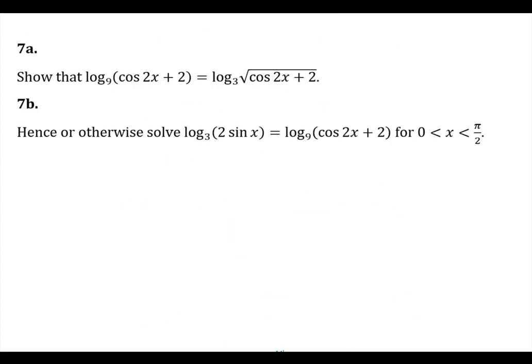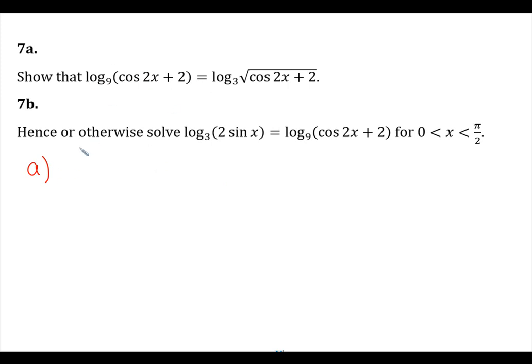All right, so let's take a look at this next example here. So this is a really good question, because they're combining logarithms along with solving trig equations. Okay? So let's take a look at part A. Show that log base 9 of cosine 2x plus 2 is equal to this over here. Okay? So the first thing, I'll be working on the left side here.